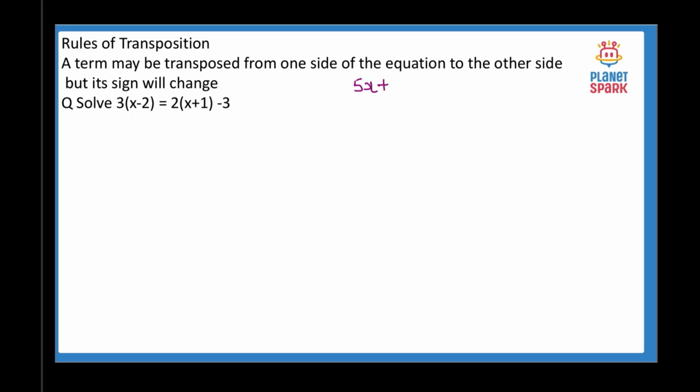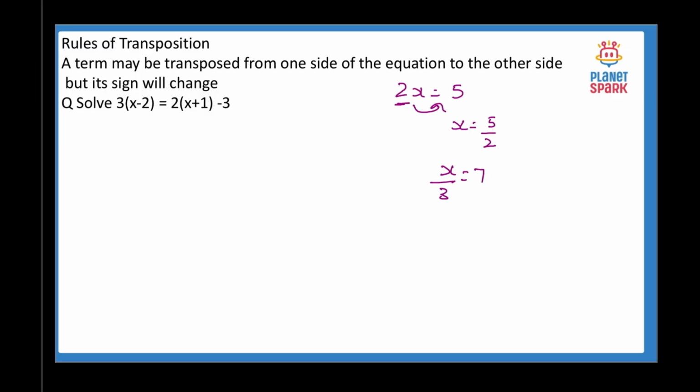Let's take another example. If I am having 5x plus 7 is equal to 6. Since 7 is added on LHS, if I take it to RHS, it would be subtracted. So plus becomes minus. 5x is going to be equal to minus 1. Similarly, multiplication and division are also reverse operations. So if something is multiplied on LHS, if I'm taking it to RHS, it would be divided. x will become 5 upon 2.